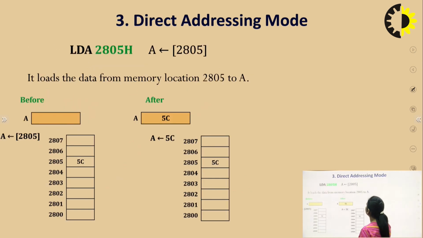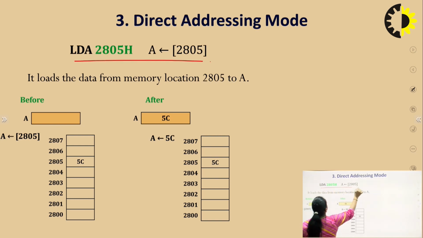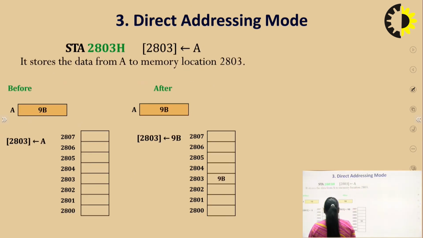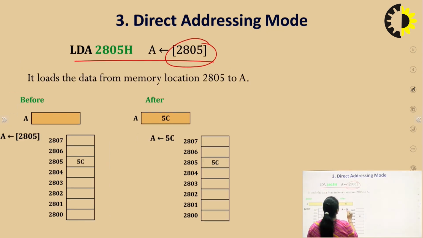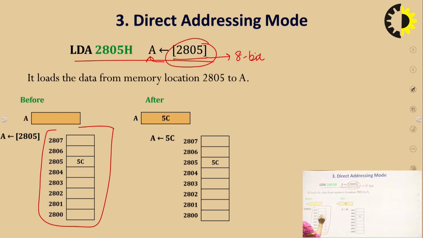Let's take an example for this. We can be clear about this from here. So LDA 2805. First of all, just look at this. It is a 16-bit address. So that means this 16-bit address cannot be copied to the accumulator. It must have an 8-bit data at this location. 2805 has an 8-bit data, that is 5C, and this 5C will be copied to the accumulator. It will only be copied here.